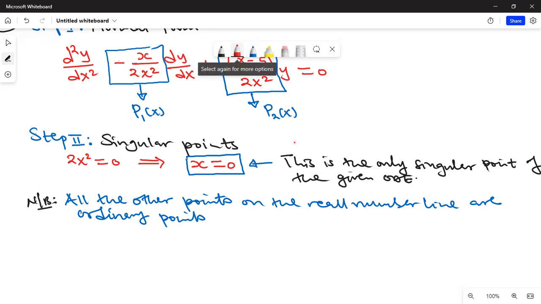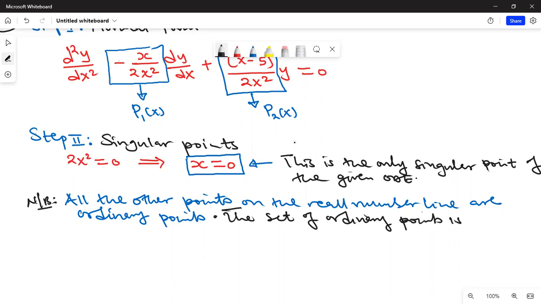You can just write the set of ordinary points. Of course, for this particular ODE, ordinary points is the entire real number line, which is written as that one, then minus the set containing that singular point, which we have found to be x is equal to 0. Now that we know the singular point, let's see how to classify the point.